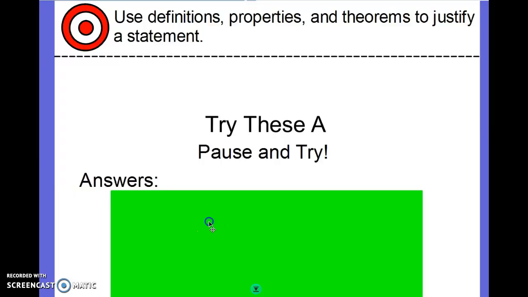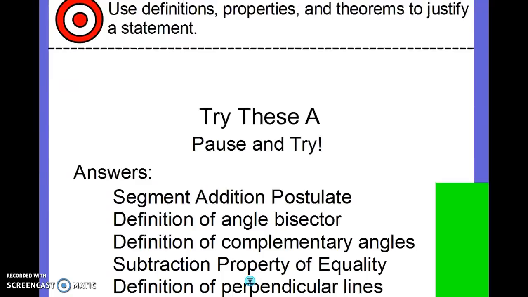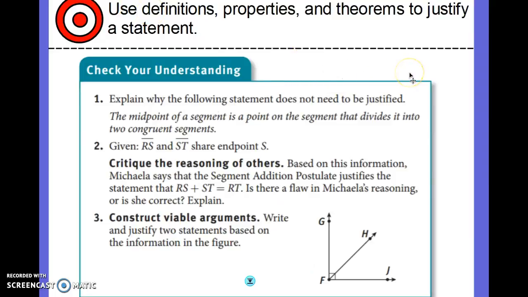All right, so hopefully you went through and tried those on your own first. Go ahead and check your Try These A. Okay. All right, so let's go ahead and check your understanding real quick.